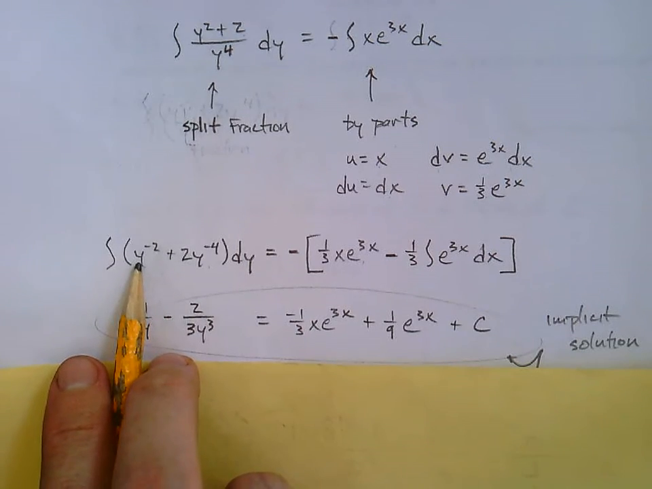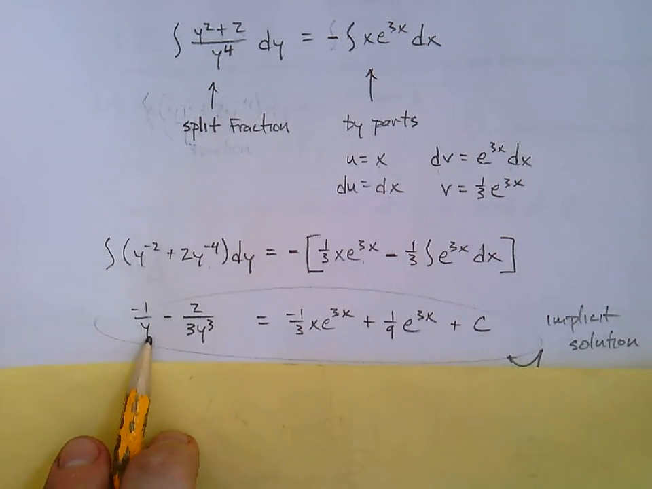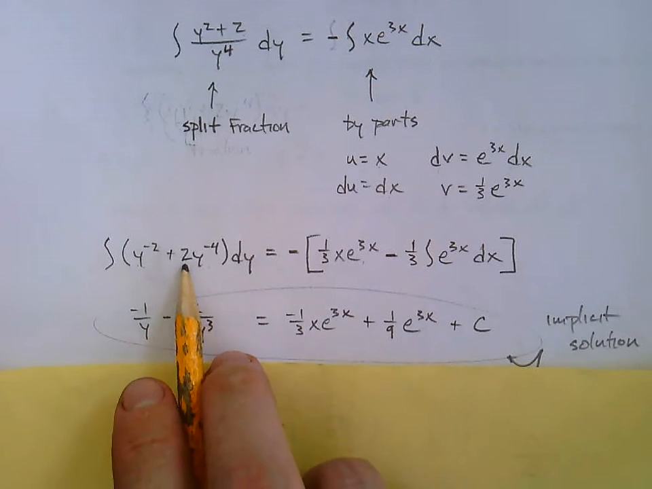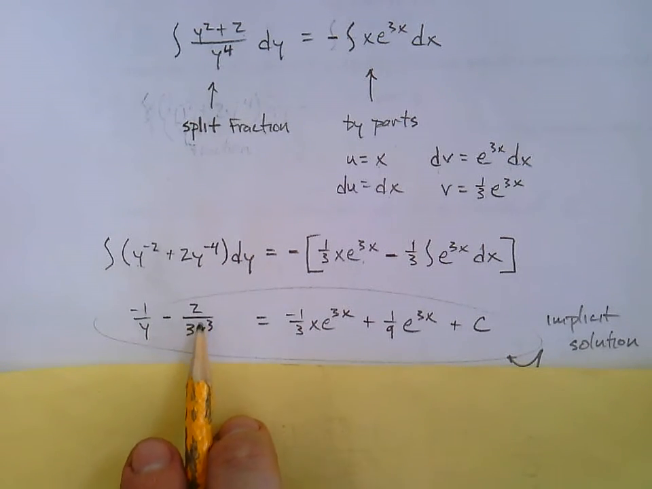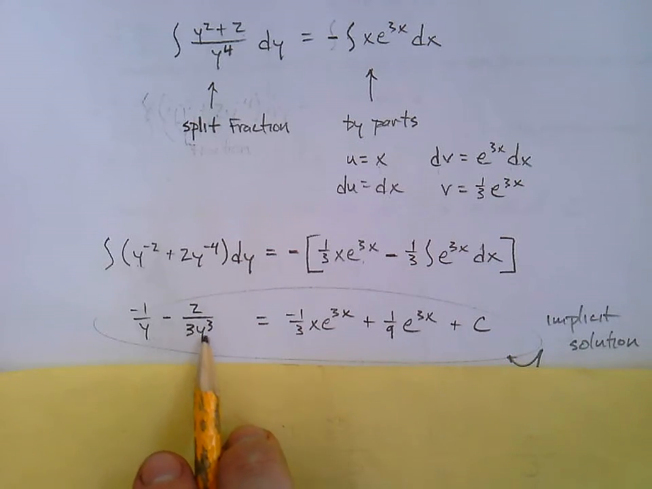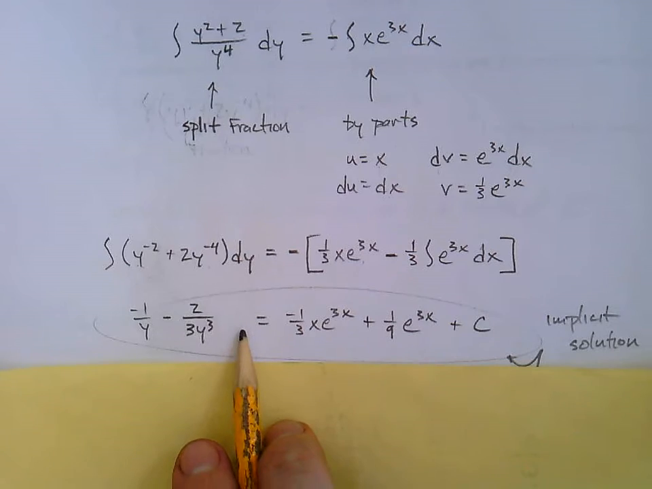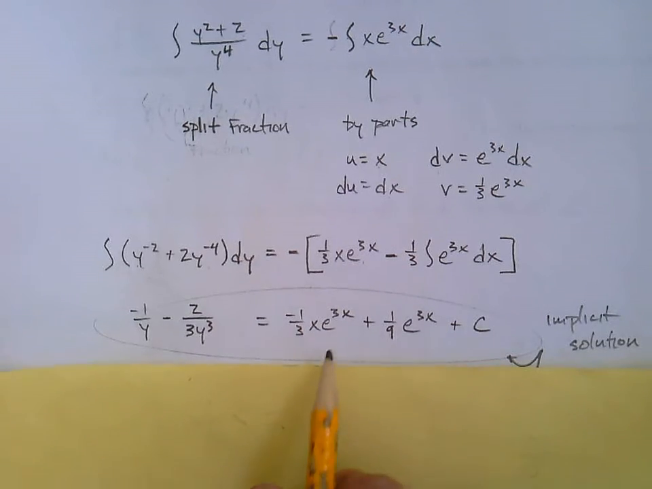Integrating y to the negative 2 is negative 1 over y. 2 y to the negative 4, well, that's negative 2/3 y to the third, well, y to the negative 3, but we'll just tuck that y to the third underneath. Remember, we don't need the plus c here on the left. We keep going.